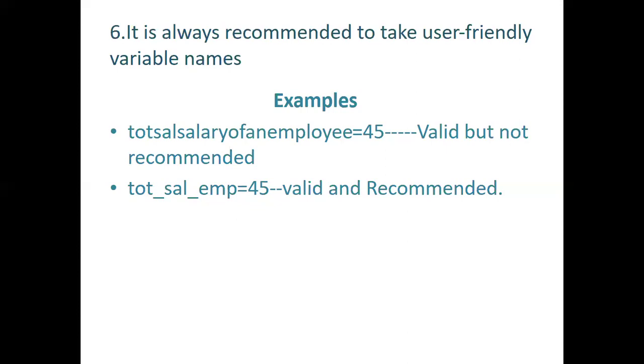It is always recommended to use user-friendly variable names. If we write total salary of an employee, then if we give spaces, that will be a special symbol. But if we write it all together, totalsalaryofanemployee, that will be very confusing. It is valid, but it is not recommended. So what we can do is total_salary_employee is equal to 45, which is valid and also recommended.